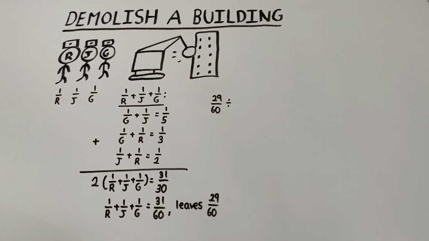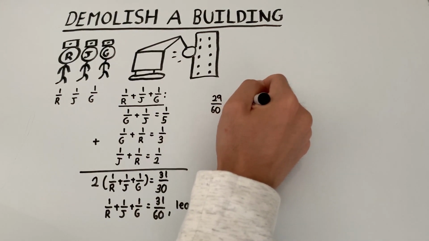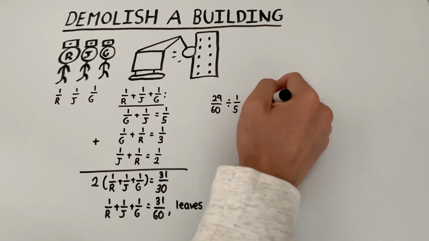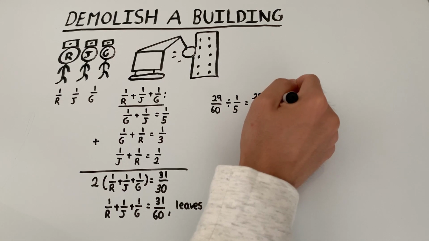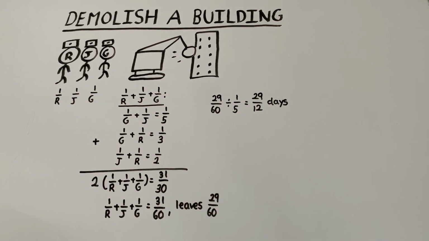And since George and John destroy a fifth of a building each day, it's going to take them 29 over 12 days. So we found that John and George will take 29 over 12 days to destroy the remaining 29 over 60.